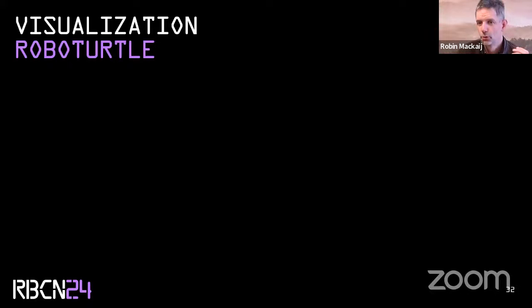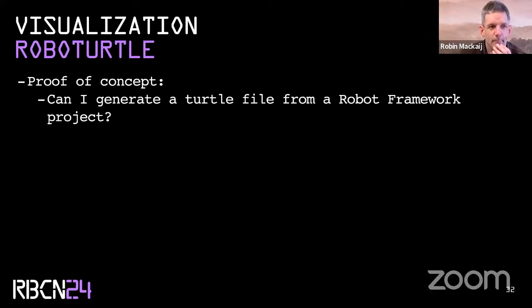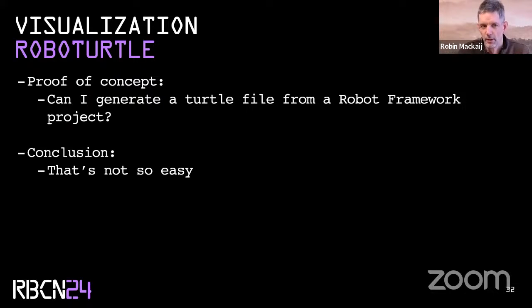I called it RoboTurtle, just as a working name. So I was playing around: can I generate a turtle file from a Robot Framework project? You saw something that I manually typed out. That's just a lot of work, especially in bigger projects, so you would want to generate that. I played a bit with that, and the conclusion is that it is not so easy.